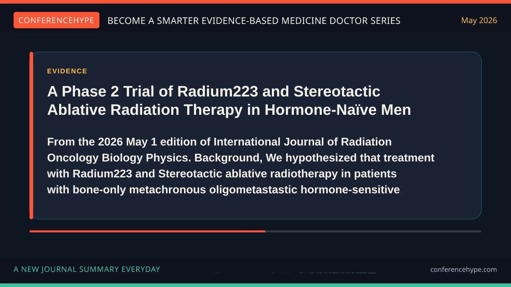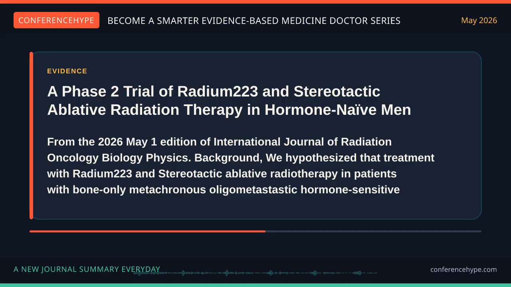From the 2026 May 1 edition of International Journal of Radiation Oncology Biology Physics. Background: we hypothesized that treatment with radium-223 and stereotactic ablative radiotherapy in patients with bone-only metachronous oligometastatic hormone-sensitive prostate cancer could safely delay the start of androgen deprivation therapy and maintain quality of life. Methods and materials: this prospective trial included 20 men with MO-HSPC and less than or equal to 5 bone-only metastases who previously had definitive treatment to the prostate and pelvic lymph nodes.